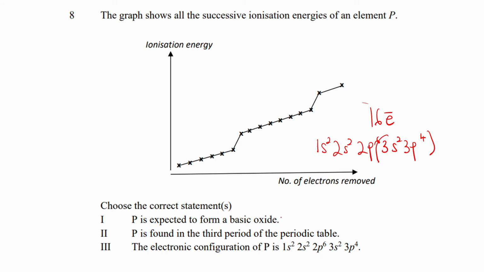So group 16 is acidic. Group 16 is acidic. So this is wrong. P is found in the third period of periodic table. So third period, yes, this is correct. The electron configuration of P is 1s2, 2s2, 2p6, 3s2, 3p4. Yes, correct. So the answer is C, iaitu 2 and 3.